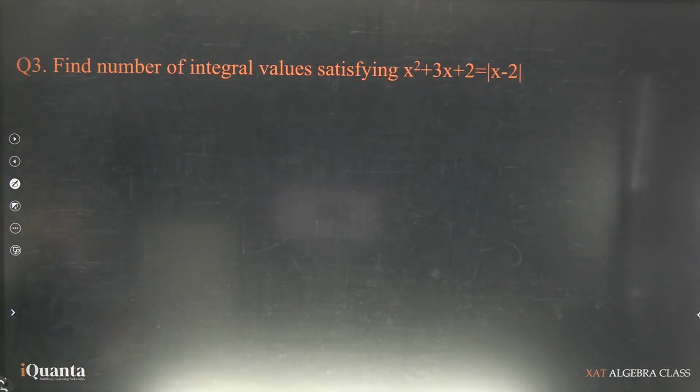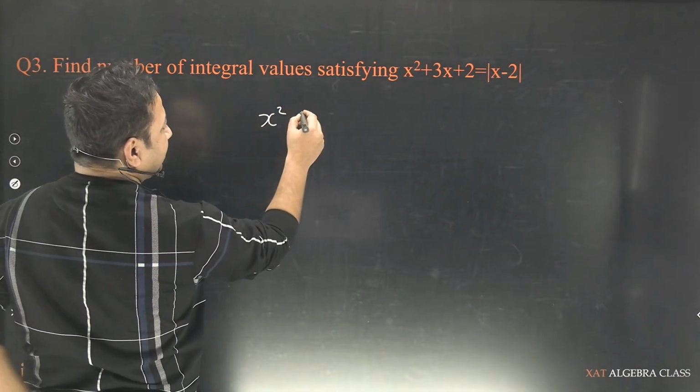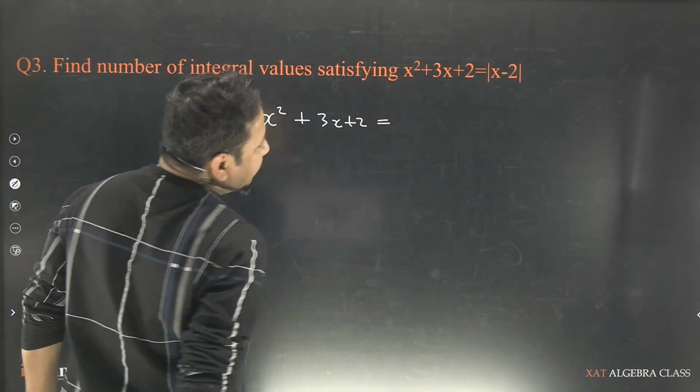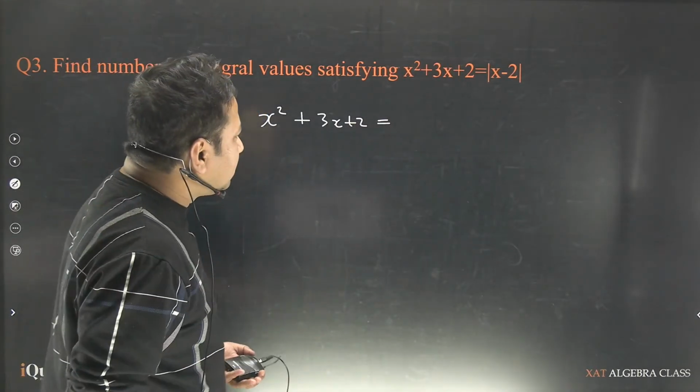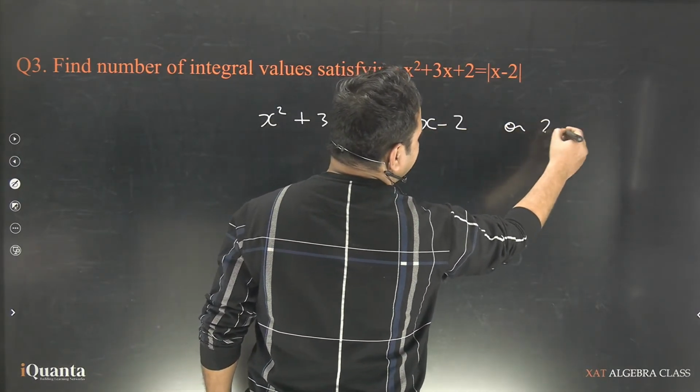All right, so let's try to solve this question. We have here x square plus 3x plus 2 is given as mod of x minus 2. So it can be either positive or negative. This will be equal to either x minus 2 or 2 minus x.